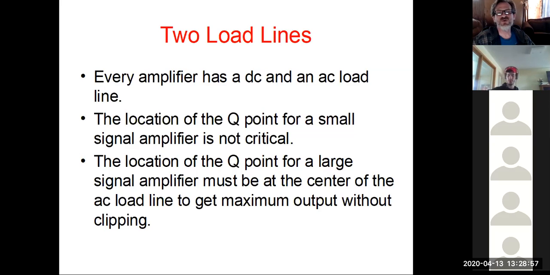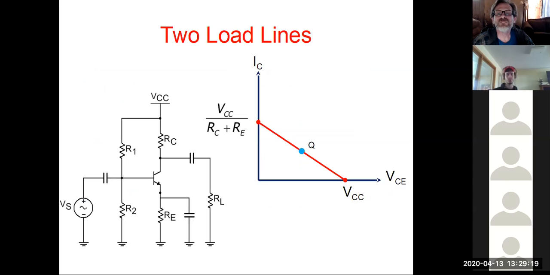So when we look at the Q point for large signal amplifiers, we absolutely have to, see how it says this, be at the center of the AC load line to get our maximum output without clipping, because clipping would take away from our original signal, right? So it'd be something we wouldn't want.